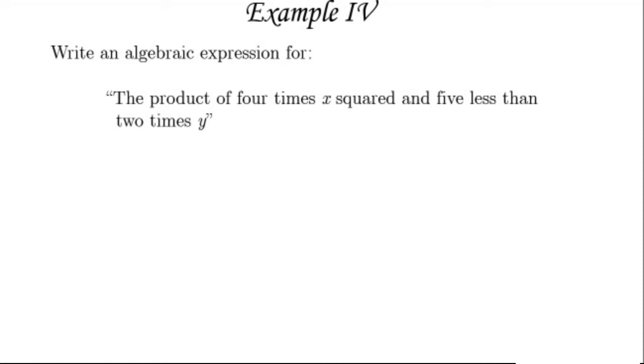In the fourth example, again, I'm talking about products, so multiplication. The product of 4 times x squared and 5 less than 2 times y. Product. So I'm going to be multiplying two things. And I look at what I'm multiplying, and it's 4 times x squared. It's asking me to multiply that, and so I'm multiplying 4 times x squared and 5 less than 2 times y. 5 less than, we've got that by now, that I'm going to put the minus 5 last.